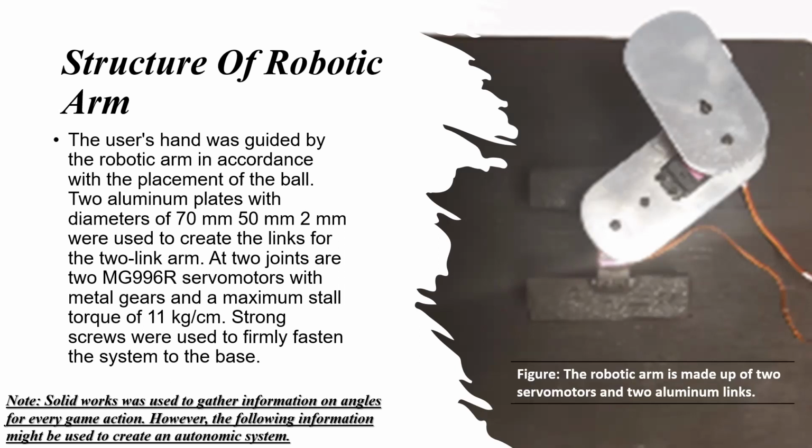Initially, SolidWorks software was used to create the arm angles for all game related occurrences. By continuing this topic, I would like to tell you that SolidWorks was only used to gather information on angles for every game action. However, further techniques like forward kinematics and inverse kinematics might be used to create an automatic system.